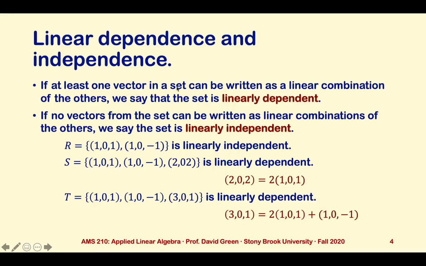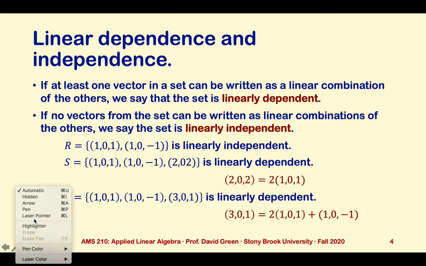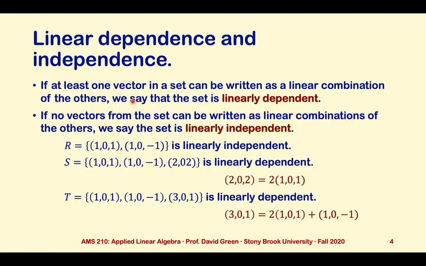When we have a set of vectors, a collection of vectors, if at least one vector in that set can be written as a linear combination of the others, we say that the set is linearly dependent. All that matters is that one vector in the set can be written as a linear combination of the others. It doesn't matter how many others there are. If no vectors from the set can be written as linear combinations of the others, we say the set is linearly independent. Some examples are shown here.